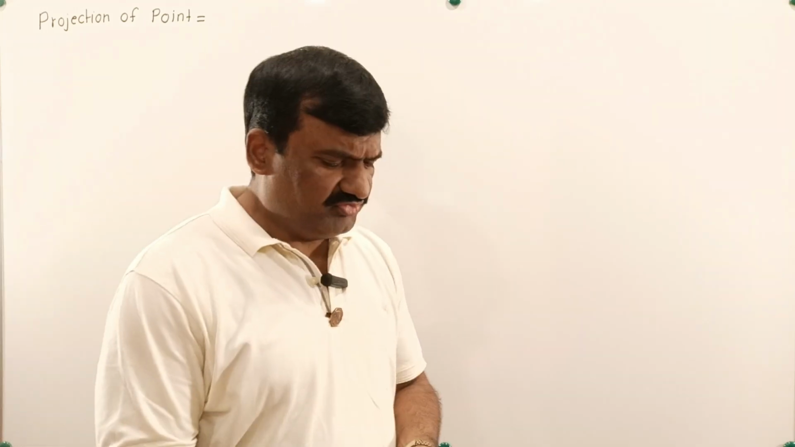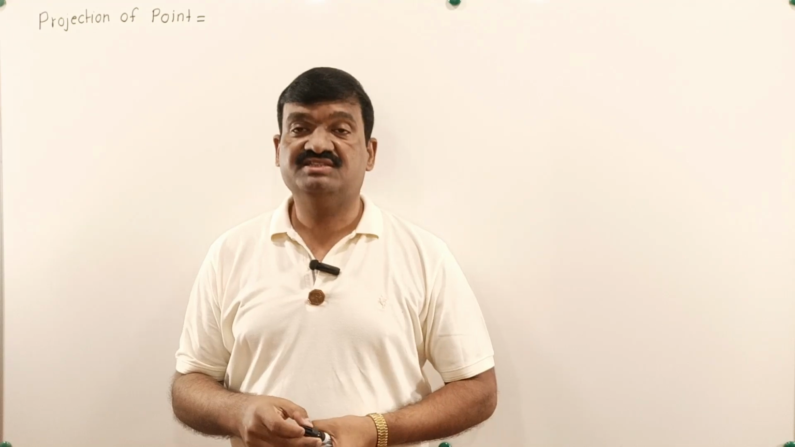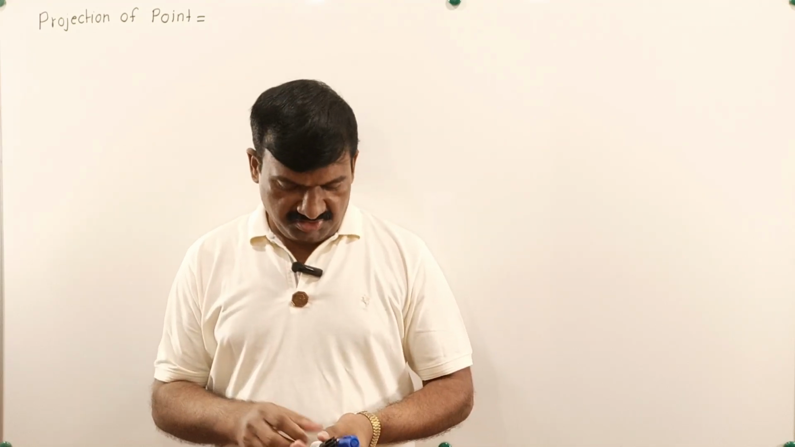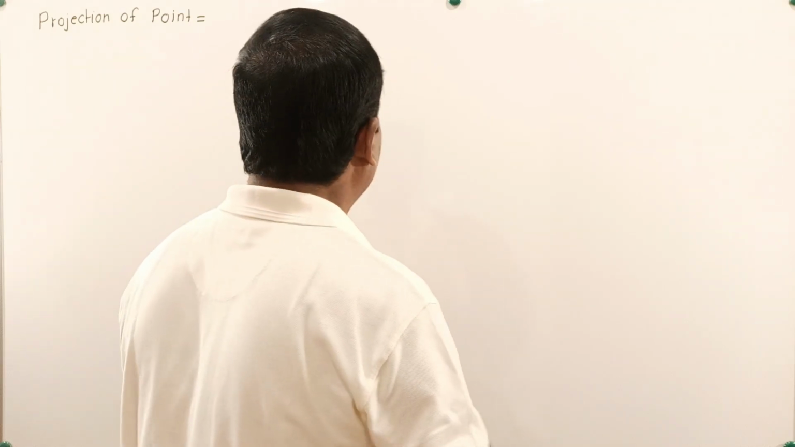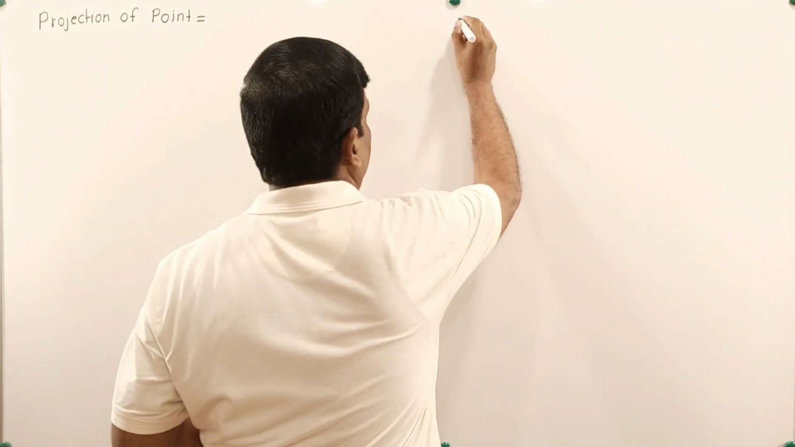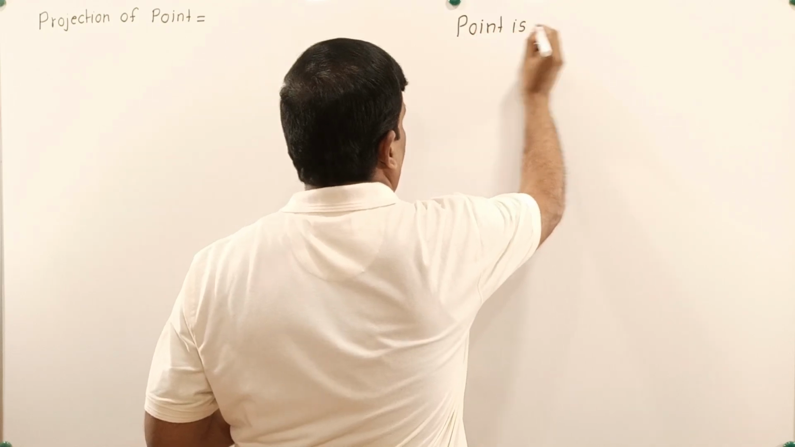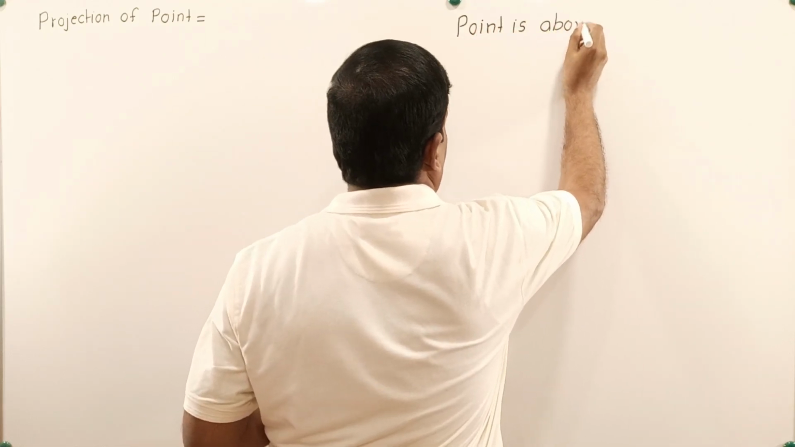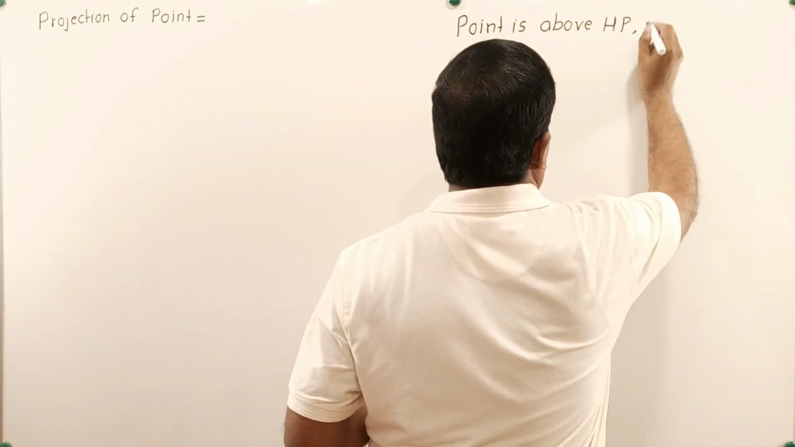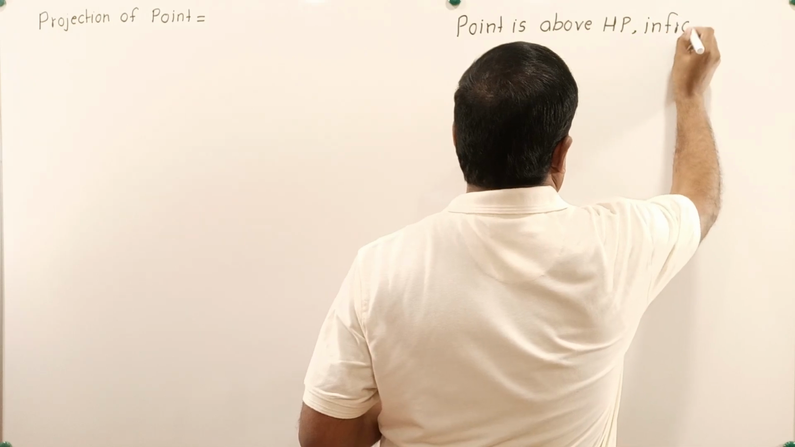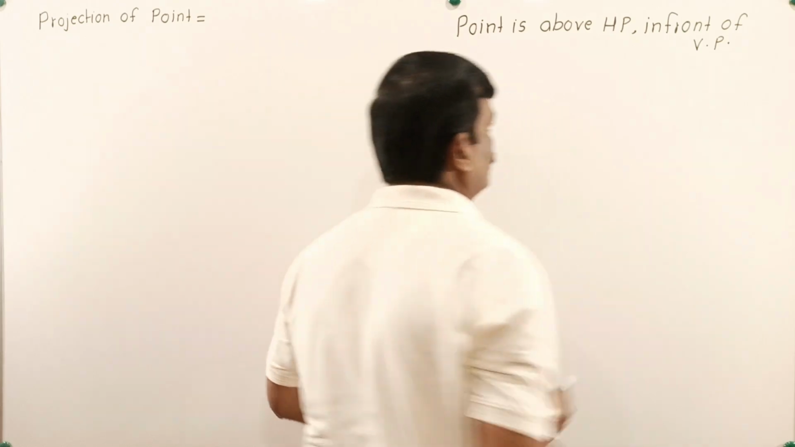Okay. So the first case of a point, maybe you have understood. First case is the point is above HP but in front of VP. Point is above HP and in front of VP. In front of VP. Okay.